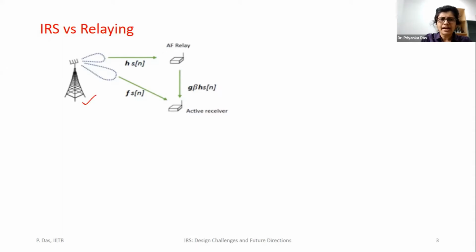As the name suggests, it has an incoming signal. For example, H is the channel strength from the base station. If this is your base station and this is the relay, the channel is H here, and the channel is F here. What do you mean by channel? This is your small scale fading parameter. The incoming signal is H into Sn, and it is amplified by a factor beta, and then it traverses the channel from the relay to the receiver, with channel gain G. So the receiver receives a direct signal from the base station and an amplified signal via the relay, which is this signal G beta HSn.